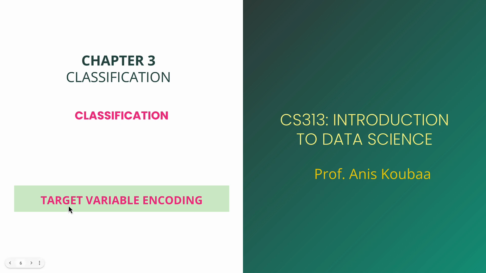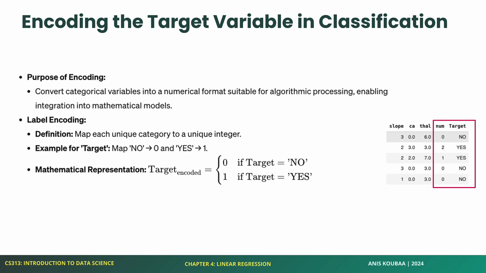So we usually do variable encoding. It can be the target variable. Sometimes we can also have feature encoding, like male, female. It's a non-numerical value. We can replace it by 0 and 1, for example. So encoding is very important to make every kind of feature a numerical representation. The purpose of encoding is to convert categorical variables into numerical format suitable for algorithm processing, enabling integration into mathematical models. And the easiest one is called label encoding, which is pretty simple.